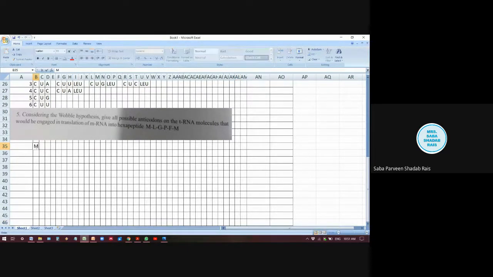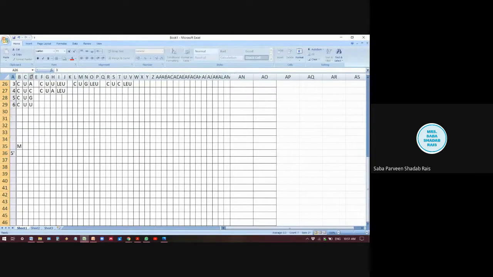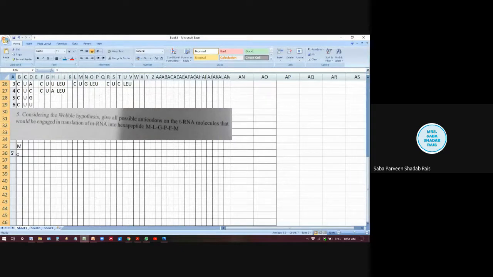Now, be very careful while writing this polypeptide. M is for what? Your methionine. Methionine is always the first codon. So this gives us an idea that this is the 5 prime end, because methionine is always the first codon. What is the code for methionine? There is only and only one code for methionine, that is AUG. This is known as the initiator sequence.